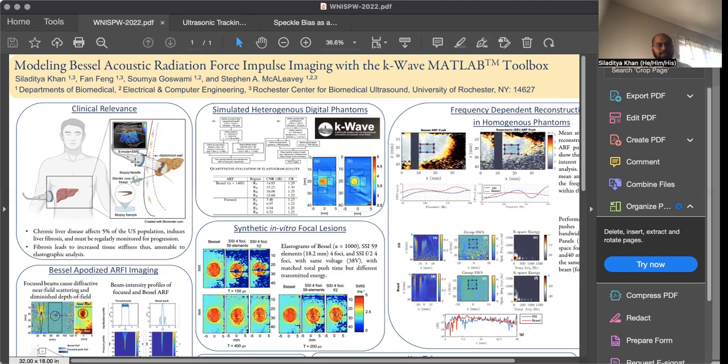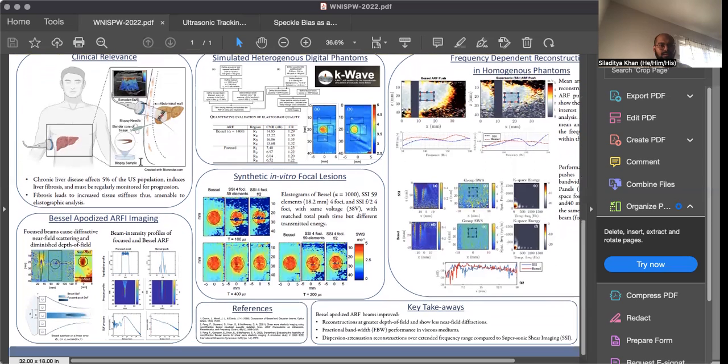The ultrasound beam usually needs to propagate through a layer of fat and muscle to be able to reach the liver. Thus, it may lead to distortion of the ultrasound beam, which in turn leads to bad elastography images. In this work, we propose a new elastography beamforming technique, which we call Bessel apodized acoustic radiation force impulse.